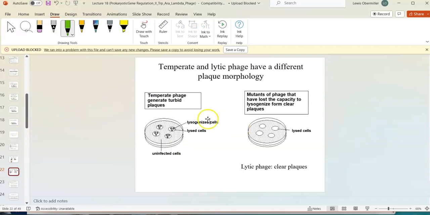Anyway, and then these are the plates, right? This is also a kind of a bad drawing, but the lysogenic cells are not going to have a clear area. It's really hard to show this, but it wouldn't affect it, you would still have a cloudy lawn of bacteria. If it's lytic, like we talked about, you'll have these clear areas that have no bacteria on them. And that's how you can kind of tell if it's lytic or lysogenic.